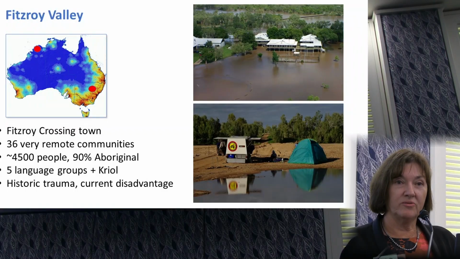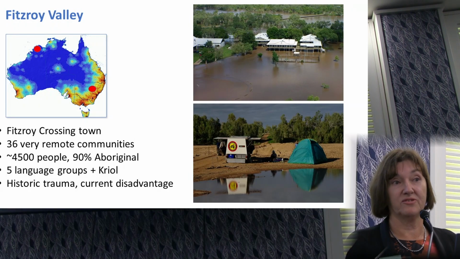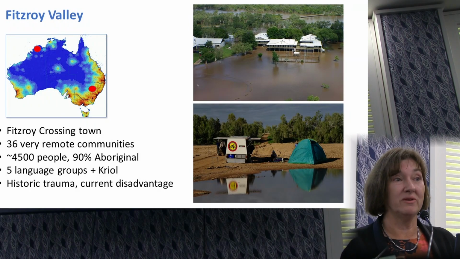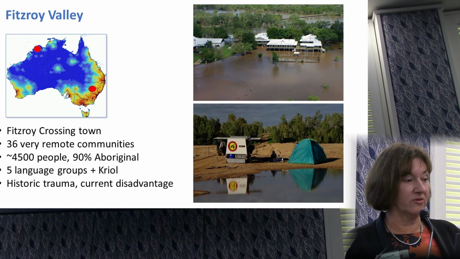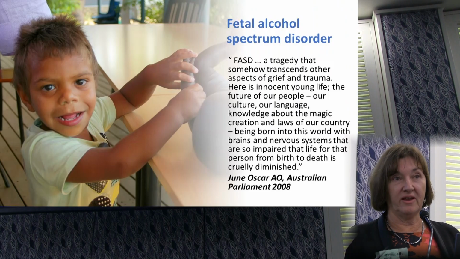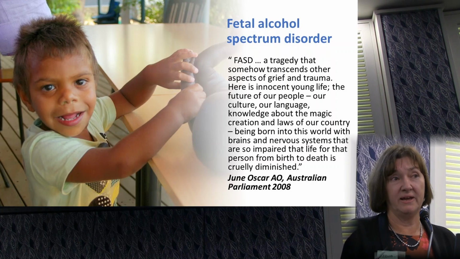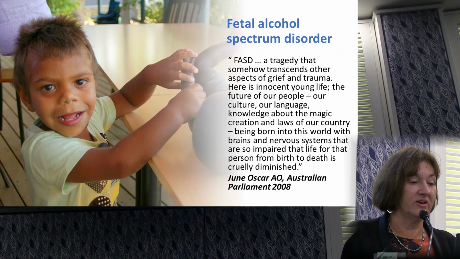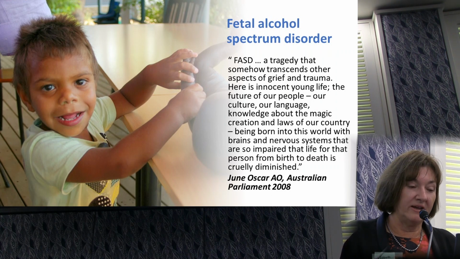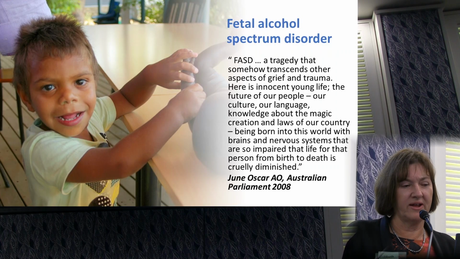This is a town that arose when people from 5 distinct language groups were really tossed off pastoral country, which was their traditional land, and thrust into a makeshift town of Fitzroy Crossing, which is surrounded by 36 very remote communities. Now, June Oscar, who has recently been our Aboriginal and Torres Strait Islander Social Justice Commissioner at the Human Rights Commission, said to Parliament back in 2008, fetal alcohol spectrum disorder is a tragedy that somehow transcends other aspects of grief and trauma.